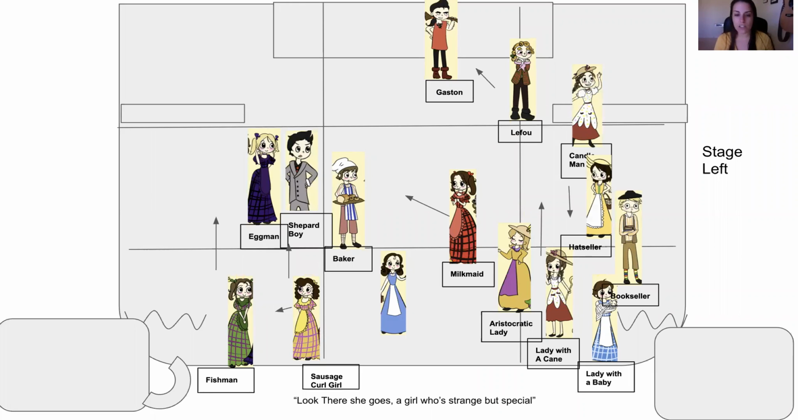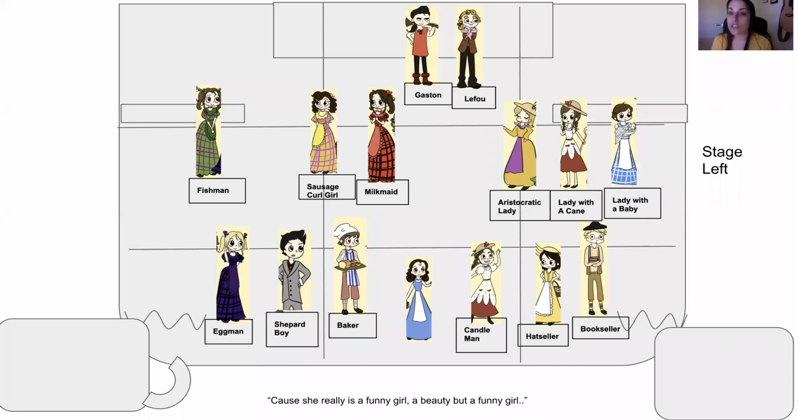The next formation that we get into is 2 lines. So you can rewatch this video and pause this part and find your character and find which direction you're going. Sausage Girl, you are actually going upstage into zone 4. There's 2 arrows on you, sorry about that. You're gonna get in these 2 lines.